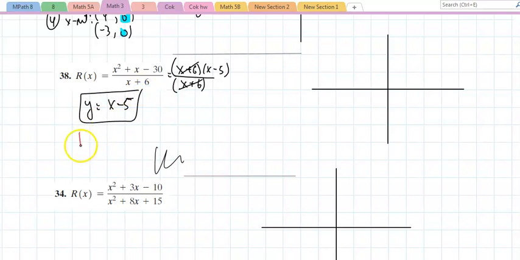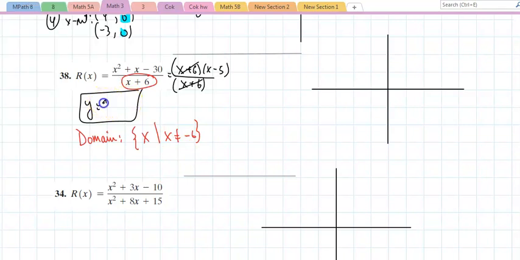Who's gonna tell me what the domain for this problem is? You could choose any number you want. You can never ever have a negative 6. But negative 6 cancelled out. It makes no difference. Once you restrict a value out of the domain, you can never have it. So even though it's no longer a vertical asymptote, I still have to show it on the graph.